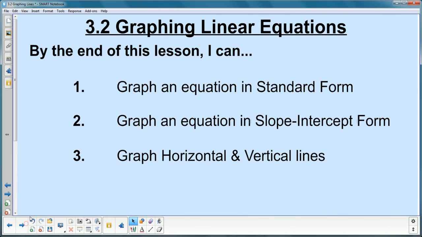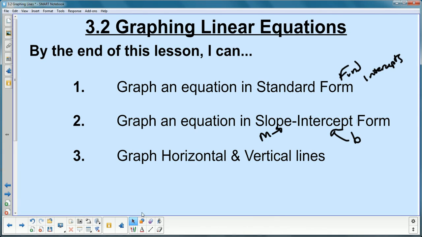Okay, so that is it for this lesson. We've talked about graphing several different types of lines. Standard form, which was ax plus by equals c, where you had to find your intercepts first. And then there was slope-intercept form, where you used your intercept b, you plotted that point, and then you followed that up with your slope as rise over run, and you found a second point.